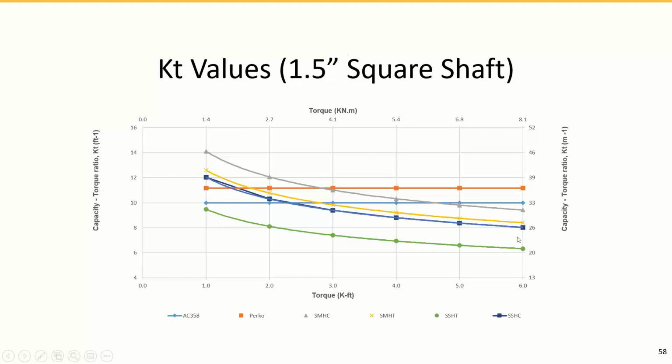So the main point I'm trying to make here is that these traditional historical KT values that are in AC58 really underestimate the helical pile capacity at low torque. But at higher torque, they overestimate it. That's the point I'm trying to make over here.